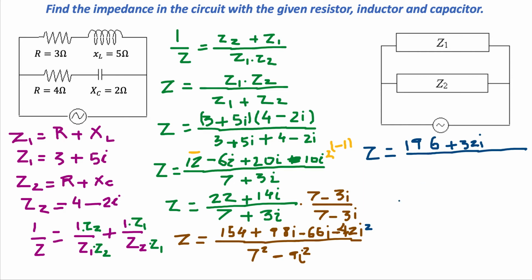Okay, let's go further. And now 7 square is 49. And it's plus 9. That's what we have here. And now z is going to be equal. Let me go to the last calculation. 49 and 9 is 58. And this one is 196 plus 32i.